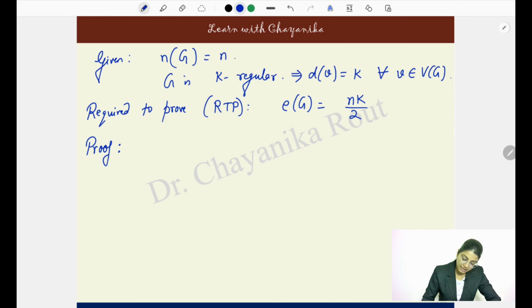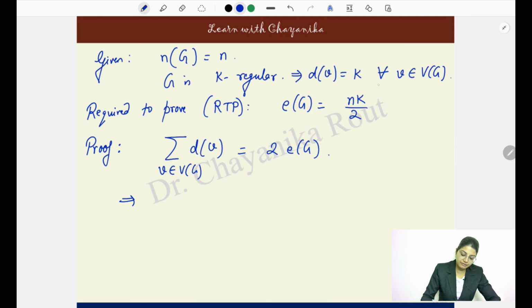See, the graph is k regular, so every vertex is having degree k. So if we use the degree sum formula, we have the sum of the degrees of all the vertices in the graph is twice the number of edges in the graph, right? Now here we know that the degree of every vertex is k, d(v) is k. So this summation runs over k. And how long does it run? It runs for all the vertices in the vertex set, and we know there are n vertices in the vertex set, because the order of the graph is n. So this summation goes n times.